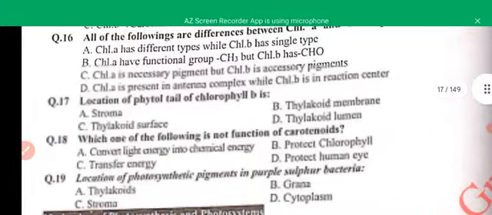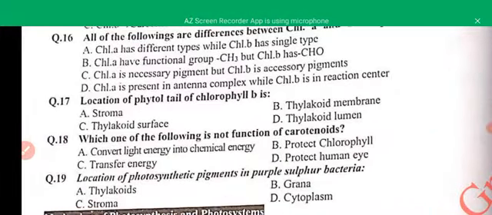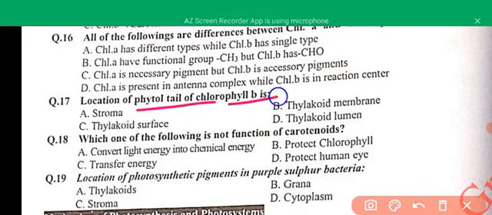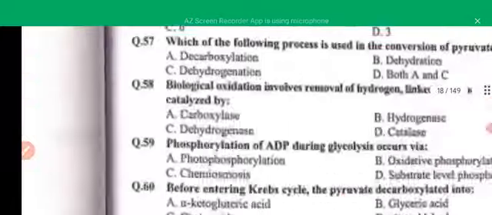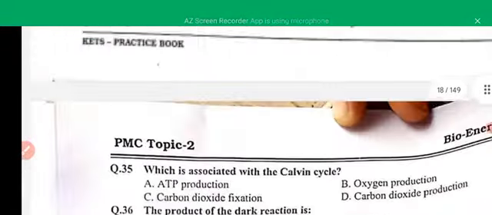Then we came across the location of the phytol tail of chlorophyll b. Is it embedded in the stroma, thylakoid surface, thylakoid membrane, or thylakoid lumen? The phytol tail is embedded in the thylakoid membrane. We have to follow the key: 17, option B.